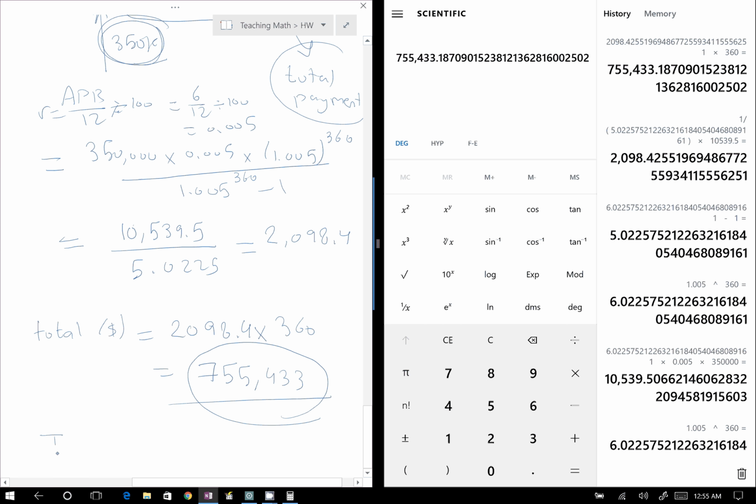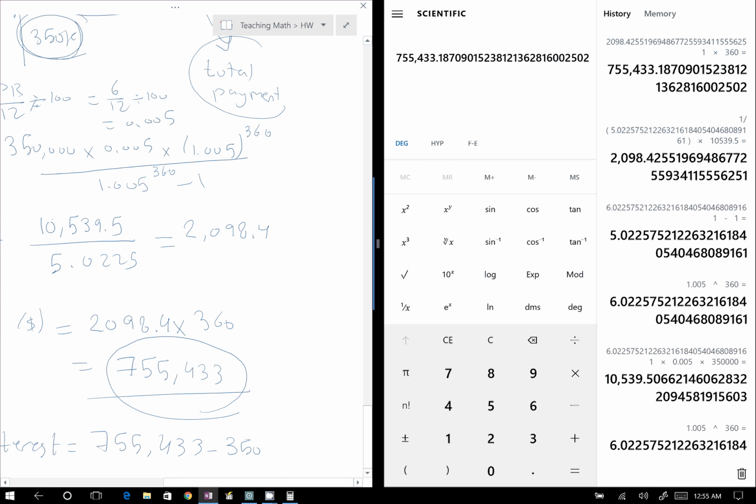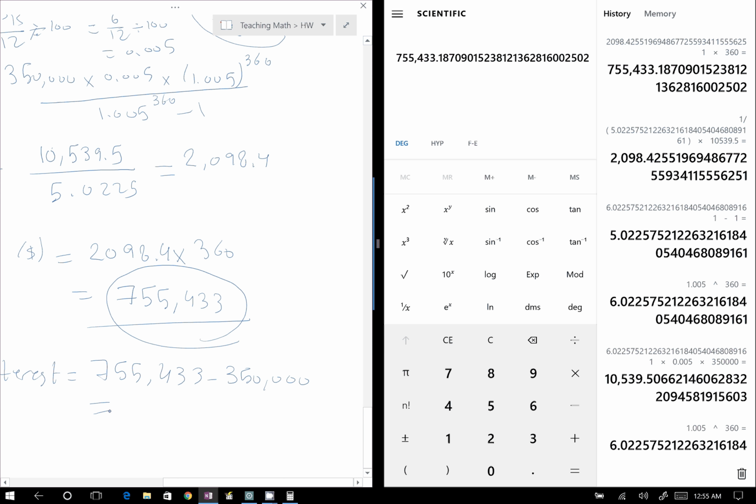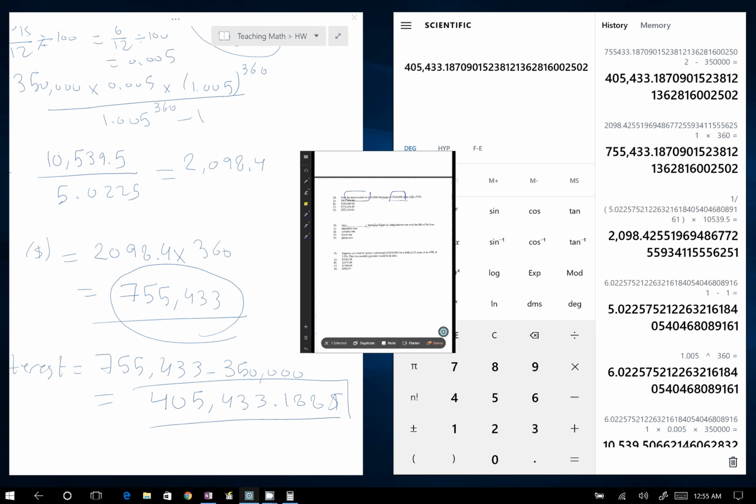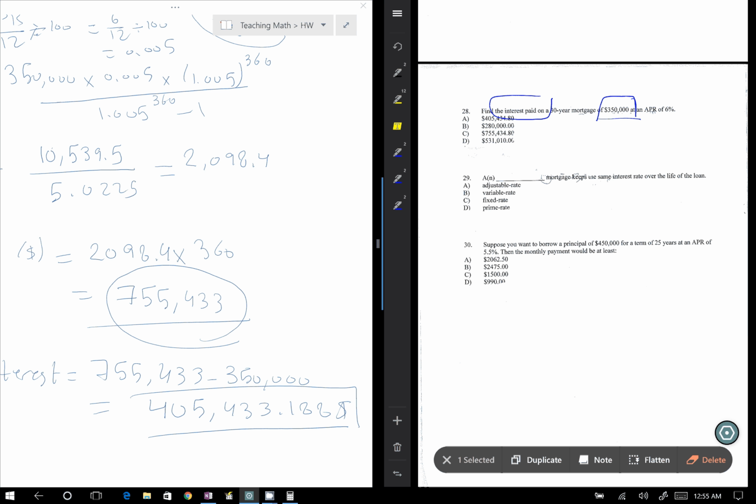So the interest paid is the difference. 755,433 minus 350,000, and the answer is 405,433.188, which, as you might expect, is even more than the original price of the house. So 405,434. Huh, not bad. And 28 is A. Okay, 2 more and I can go to bed.